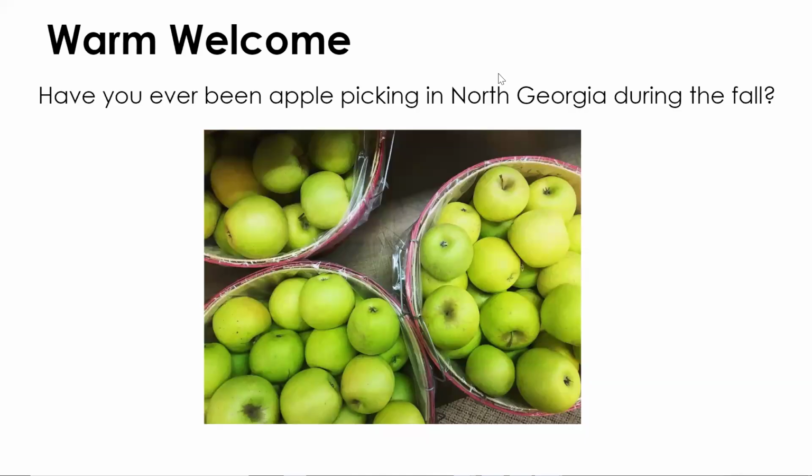So, have you ever been apple picking in North Georgia? Anybody ever gone? It's kind of fun for about 10 minutes, and then after that, it's like, this is labor. This is not even fun anymore. But that's just me. Fresh apples have a different type of taste. There's a place in LJ that makes ice cream, and then they make fried apples, and you put it together, and it's amazing.